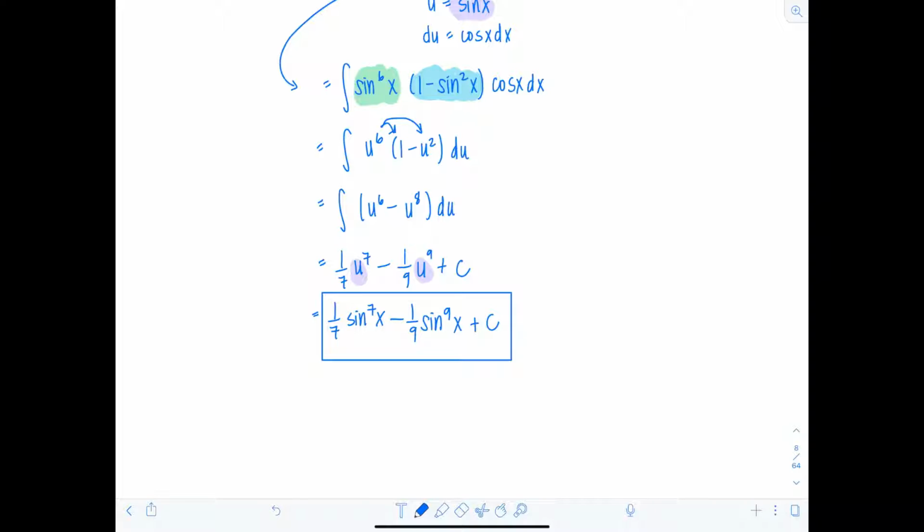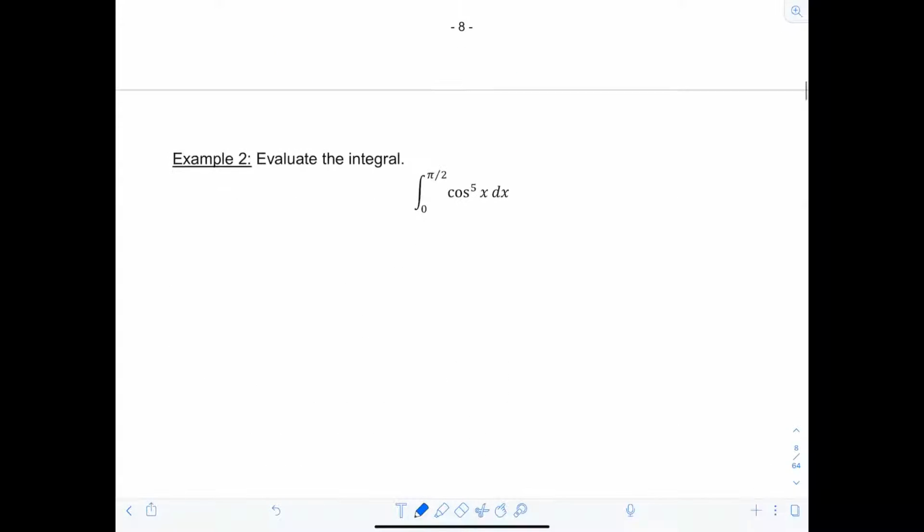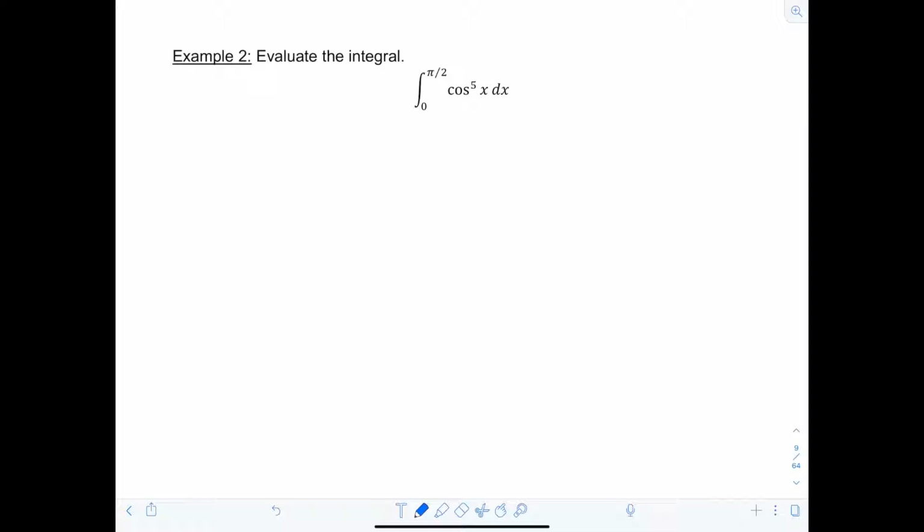Okay, let's look at another example here. Same case, the power of cosine is odd. Notice in this integral, we don't have any powers of sine of x, no problem. And this is a definite integral. So this time I have limits of integration. So we'll have to deal with that.